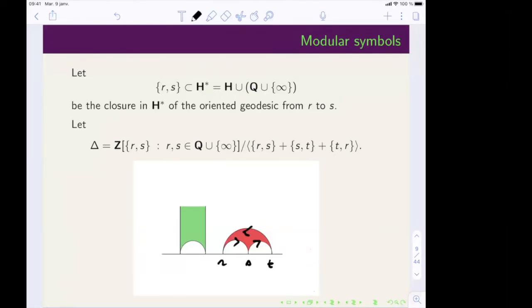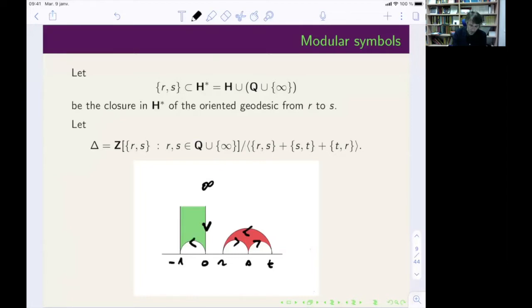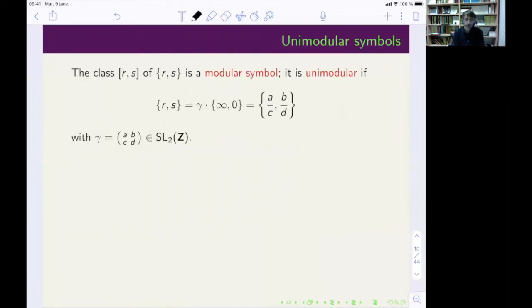And similarly here, so for example, I can take infinity, here zero, and here from zero to say minus one, and go back to infinity. And I have some relation in my abelian group delta. And the abelian group delta is exactly that. The only relations are given by these triangles. And the class of a geodesic from R to S will be called a modular symbol. So that's what I say in the next slide. The class of RS is a modular symbol.